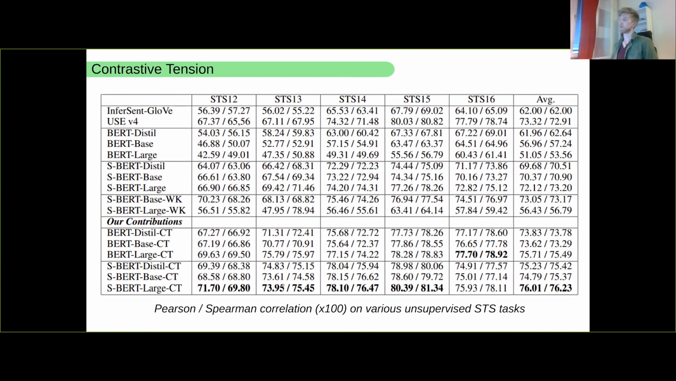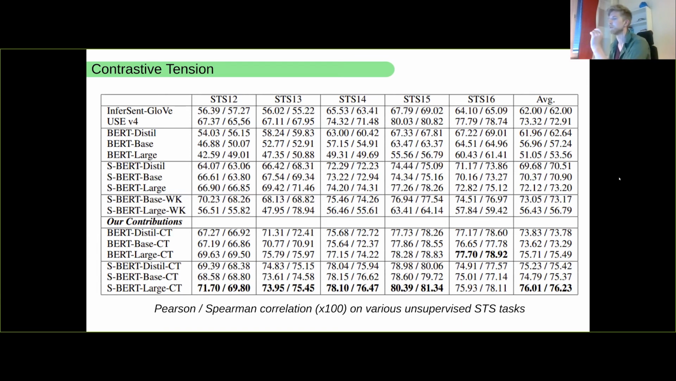However, we also, to our pleasant surprise, see that CT outperforms all previous methods. We see that just applying CT to BERT large gives 75. What is also very interesting is that when we apply CT to BERT distill, which is 88% smaller than S-BERT large, we do in fact outperform that, which is very nice. Now we have a very small model, which still gets at least previous state-of-the-art results.